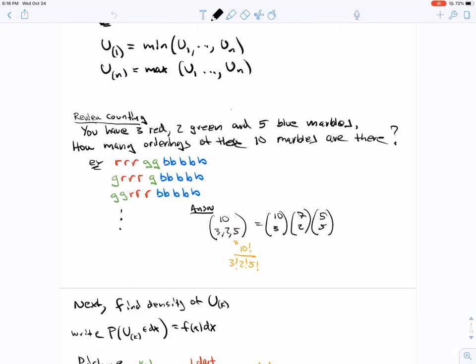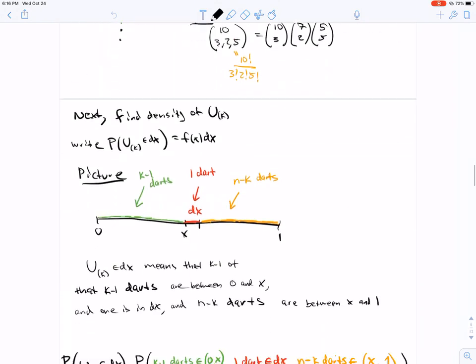I want you to remember that if you have 3 red, 2 green, and 5 blue marbles, the number of orderings of these 10 marbles is 10 choose 3, 2, 5, which you can also write as 10 choose 3 times 7 choose 2 times 5 choose 5. And we're going to use that below.